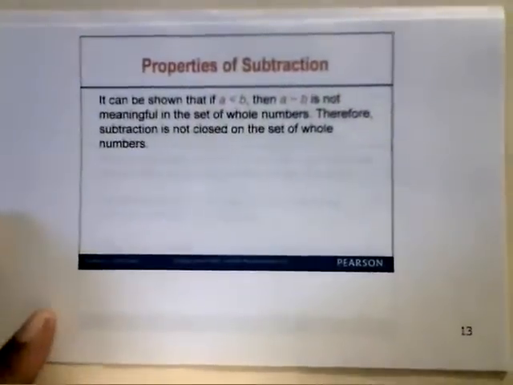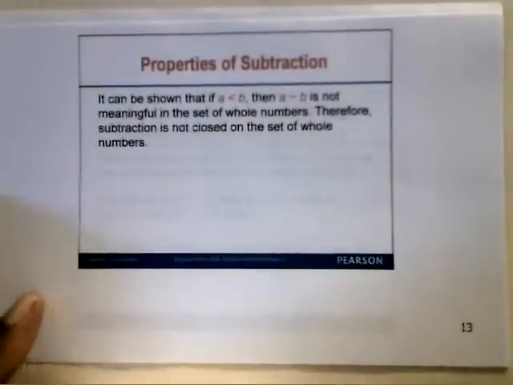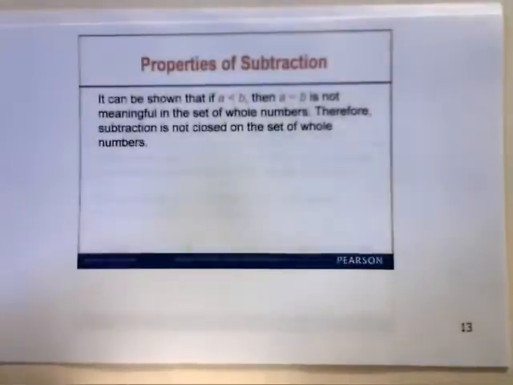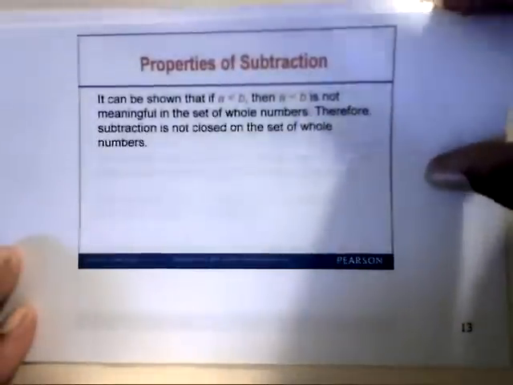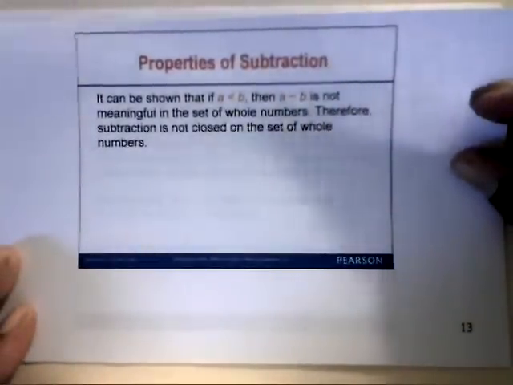Okay, let's look at some properties of subtraction. It can be shown that if A is less than B, then A minus B is not meaningful in the set of whole numbers. Therefore, subtraction is not closed on the set of whole numbers. It's not closed on the set of whole numbers when we're dealing with subtraction.